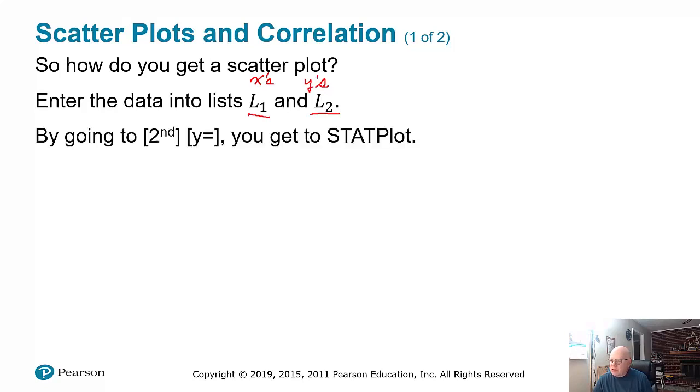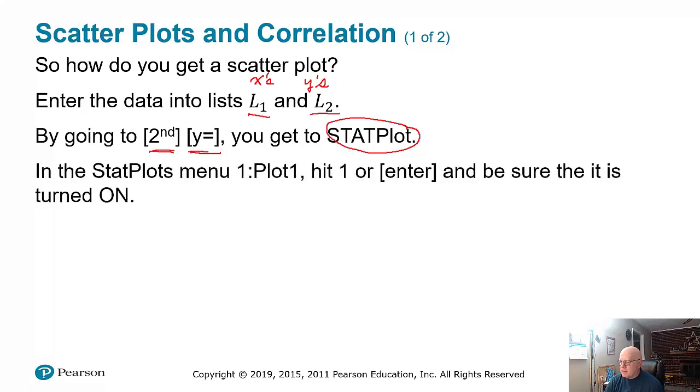Second, once you've got those numbers in, you're going to the second key, then the y equals key above it, and that takes you to, if you look carefully, it's called stat plot. The first thing you need to do is turn on one of the plots. Otherwise, you'll hit a key to see something and nothing's going to show up. So second, y equals gets you to stat plot.